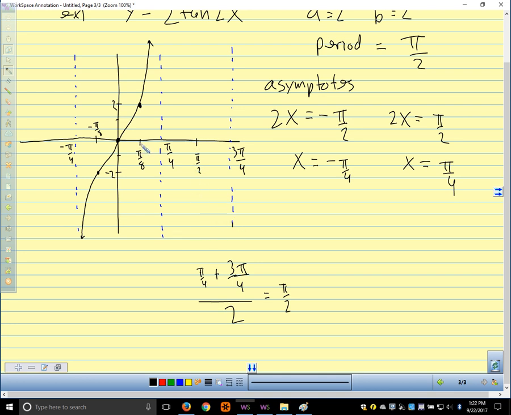So let's shift this over by pi over 2 units. Pi over 8 plus pi over 2. Well, pi over 2 is 4 pi over 8, so we get 5 pi over 8. And negative pi over 4 plus 4 pi over 8 is 3 pi over 8. So we get a point up here at y equals 2 here. There's my intercept. A point at negative 2 there. And there is my second period of that tangent function.